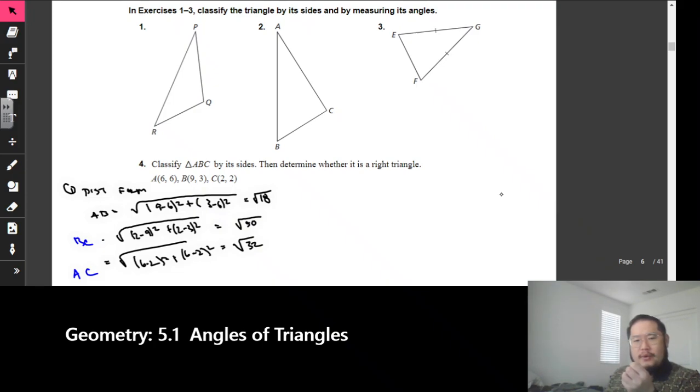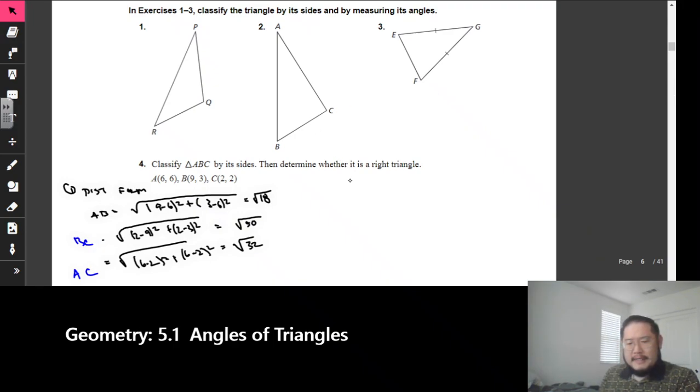Now how do I classify it by its angles? Well, what I really care about here is this. You could probably, if you want, draw a simple sketch. But if I want to figure out if it's a right triangle, then that means we have a 90-degree angle. And if it's a 90-degree angle, that means I have two sides that connect that are perpendicular. So if we have lines that are perpendicular, we should know something about their slope. And their slope should be negative reciprocals, right? So let's go ahead and try that out right now.